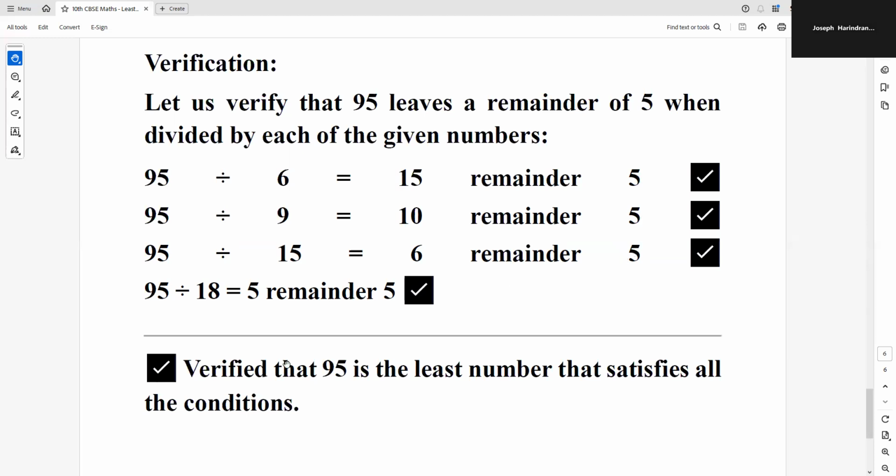Therefore, we verified that 95 is the least number that satisfies all the conditions, that it leaves a remainder 5 in each of these cases, isn't it? Okay, that's it. That's the solution.